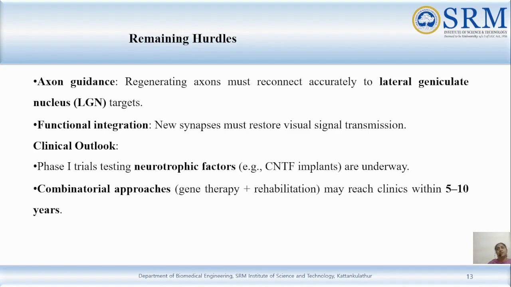It is not sufficient that the conduit is provided. Appropriate connections must also be guaranteed. The next hurdle is functional integration, wherein the new synapses must restore the visual signal transmission. So phase 1 clinical trials testing neurotrophic factors such as CNTF implants are underway, and combinatorial approaches using gene therapy and rehabilitation may reach the clinic within 5 to 10 years.